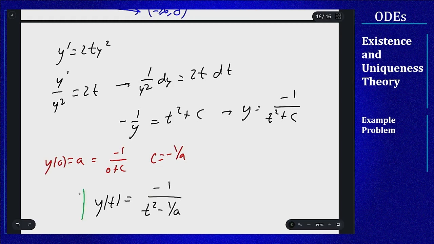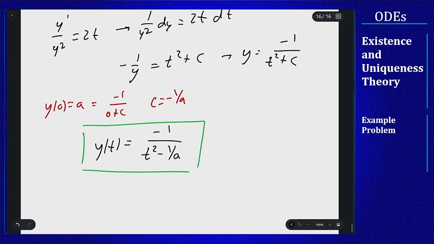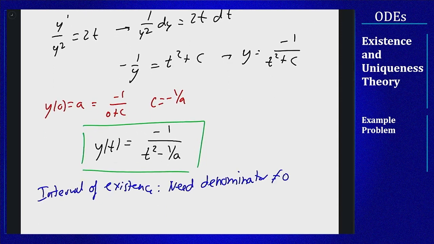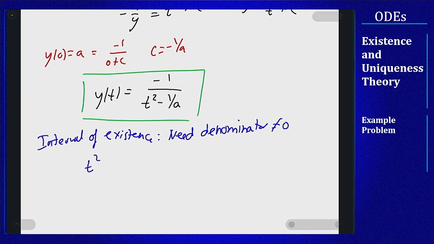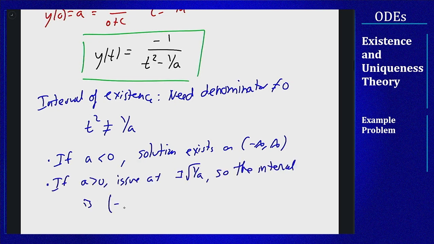So that's our solution. Now the question is, on what interval does that exist? Well, it exists so long as the bottom is not 0. So what does that mean? Well, I need t squared to not equal 1 over a. Now what happens here? If a is negative, this is never true. So if a is negative, there are no points where the solution stops existing, so it exists for all t. However, if a is positive, we then have an issue at square root 1 over a. So the interval is from minus root 1 over a to positive root 1 over a.